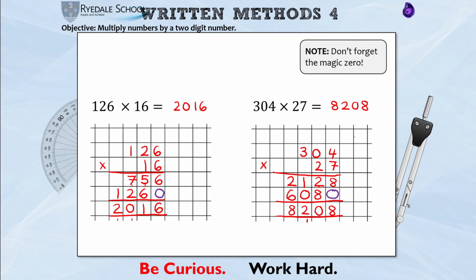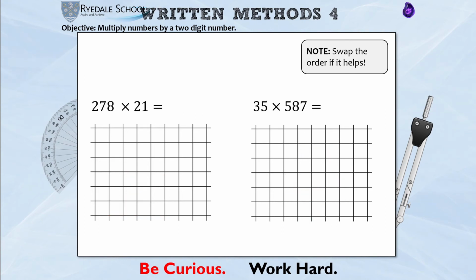If you did it independently, did you get that one right? Let's look at two final examples. So I have 278 times 21. So remember, a number in each square. Use your ruler for your answer line, please. It will look a lot tidier.